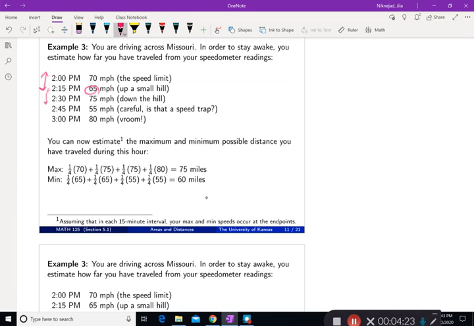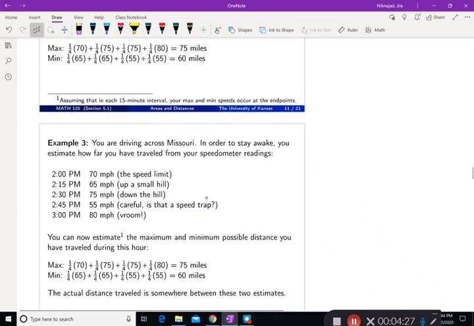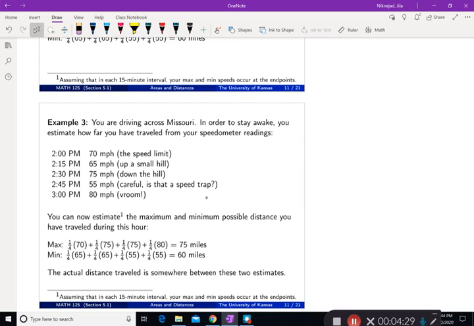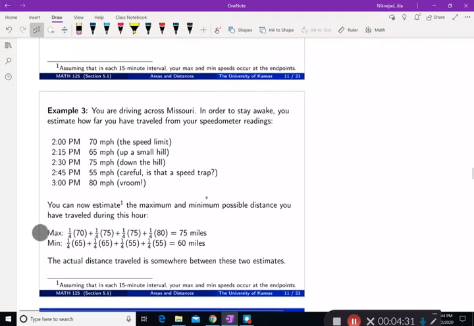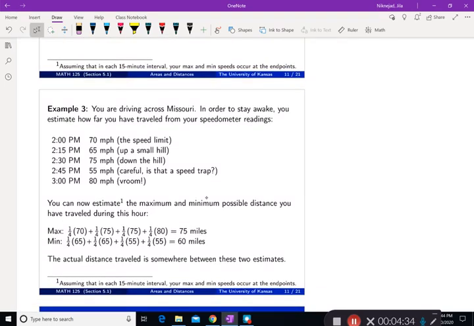And this is an estimate. It's not an accurate value at all in any possible way. So the actual value is going to be between the two values that we found.